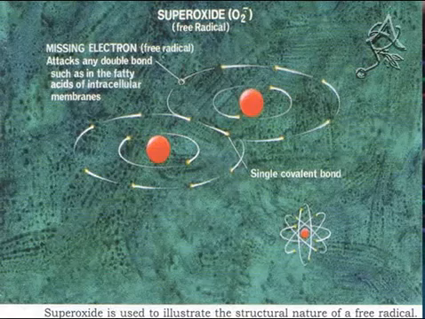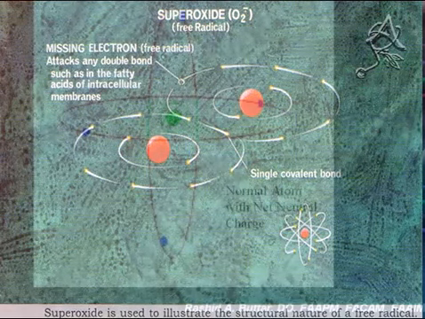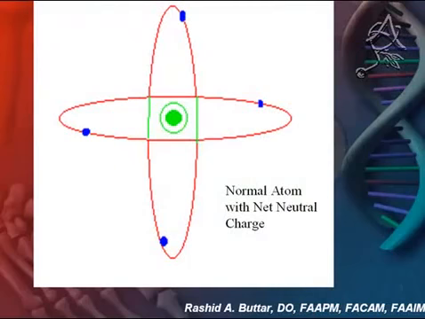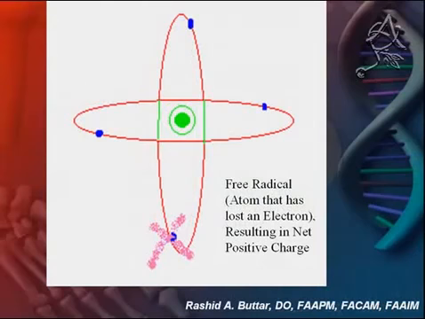When you take an apple and you cut it in half and it turns brown within a few minutes, that is free radical damage. That is the rusting process. That is oxidative injury that's taking place. Now here's a normal atom, and here is an atom that has lost its neutral charge and now is a net positive charge and is defined as a free radical.